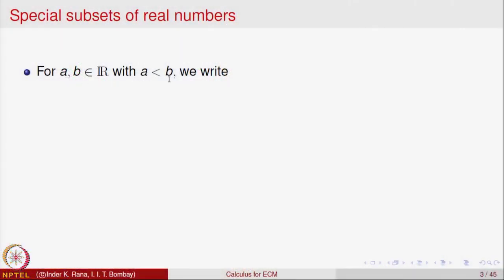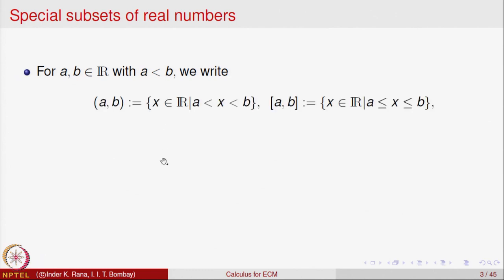Given real numbers a and b, let us assume a is less than b, we write this bracket a comma b. So, this is a notation for a set. What is this set? It is all real numbers which are between a and b. So, all real numbers x which are strictly bigger than a and strictly less than b. So, this set will be denoted by round bracket a comma b round bracket closed.